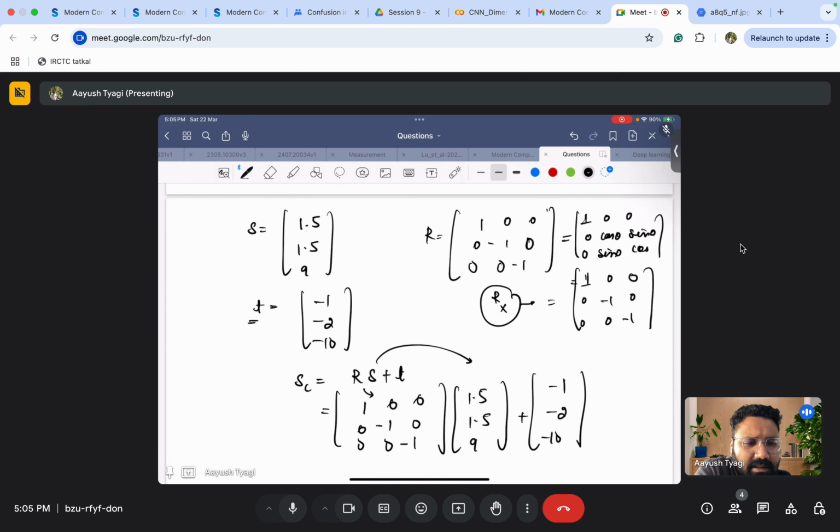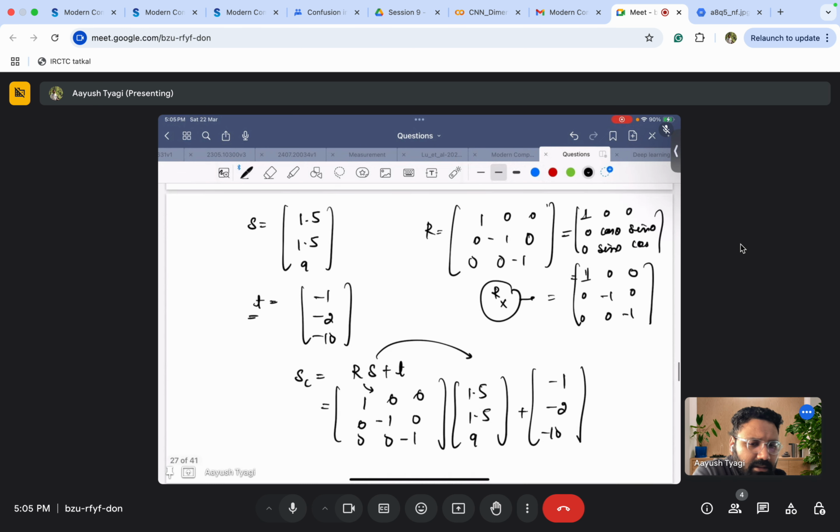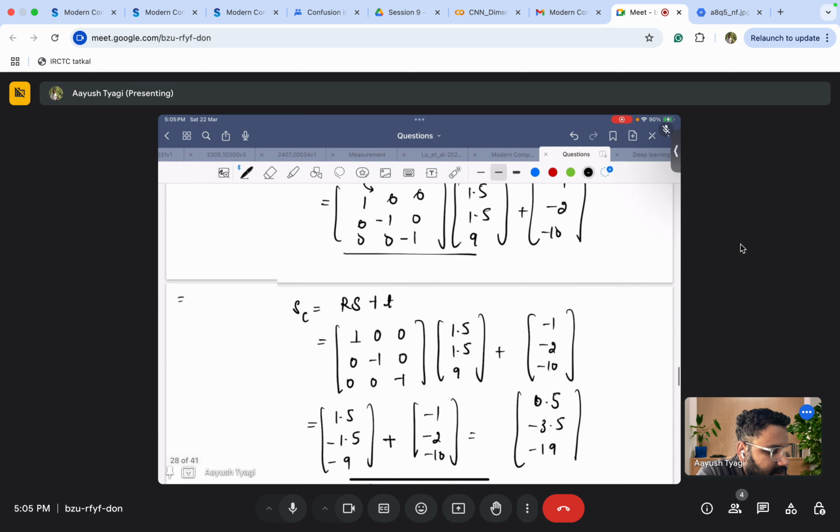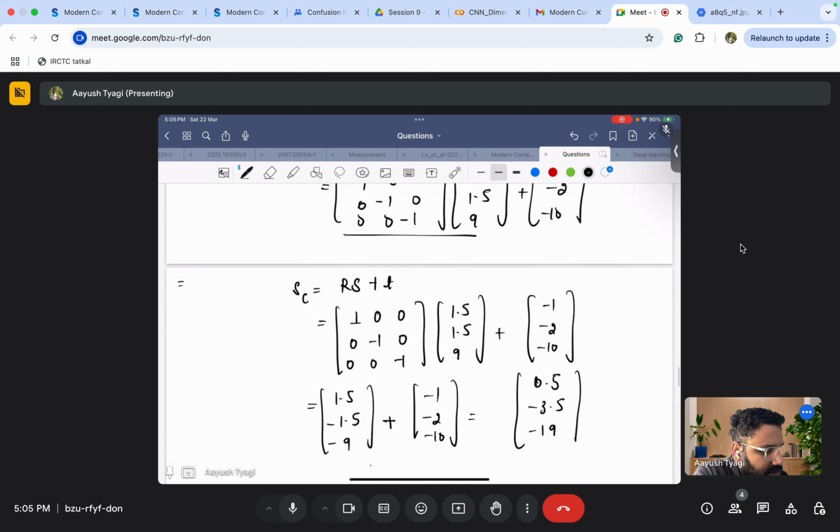The rotation is in the x plane, right? You can actually check. I think we can discuss it again. Just check it. I think it should be in this format. So what you do is multiply it with the rotation matrix and adjust for the translation. So RS plus T should be the case, and when you do the translation, it should get something like this.